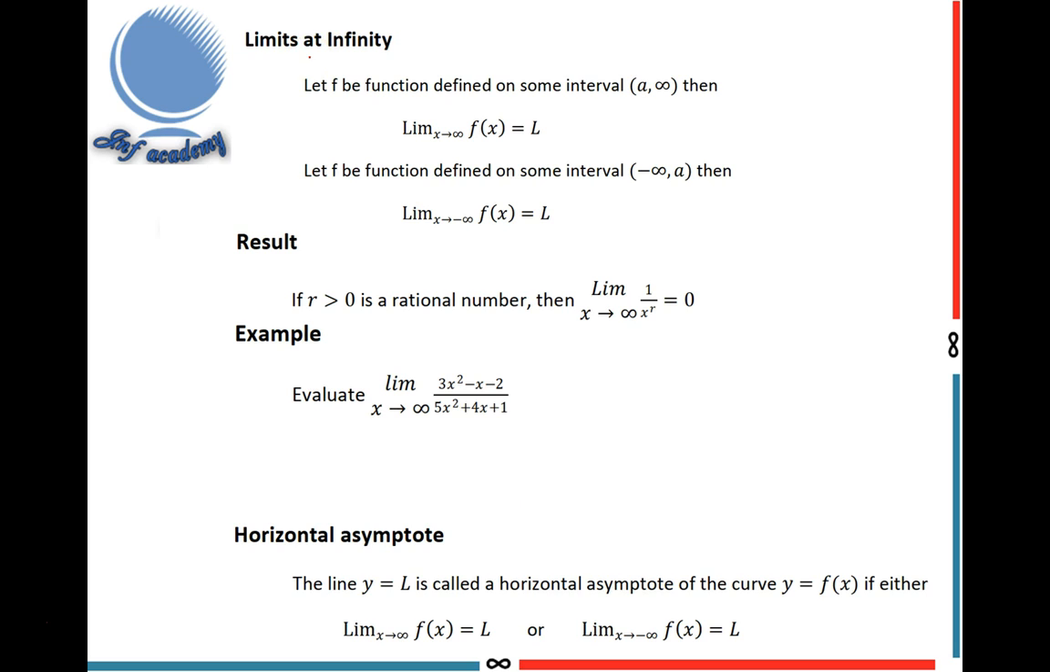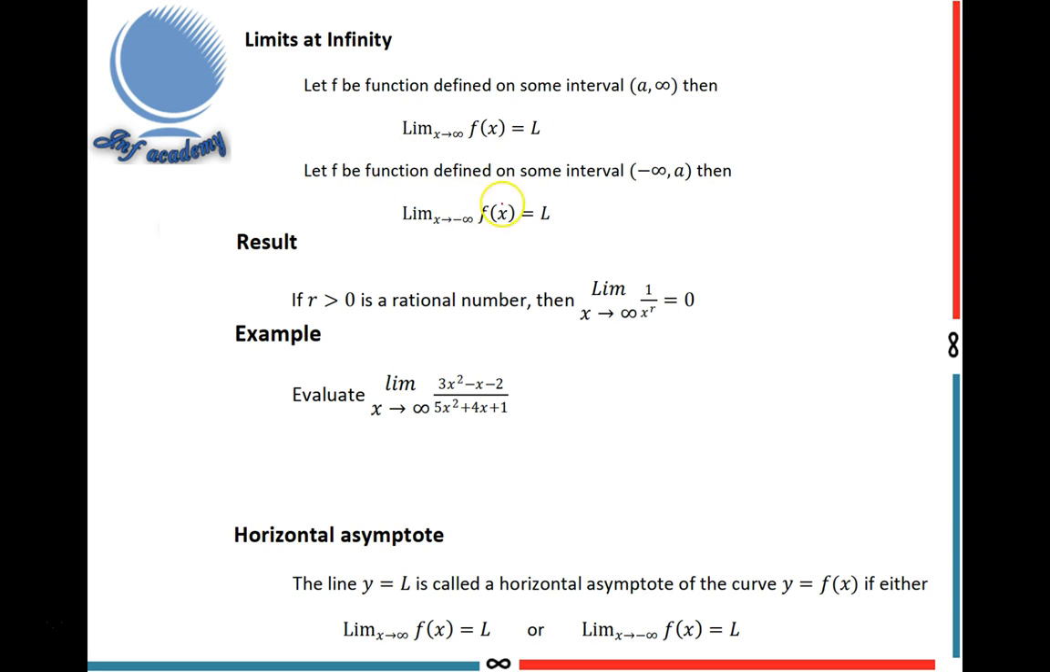First, limits at infinity. Let f be a function defined on some interval (a, infinity). Then limit as x tends to infinity of f(x) equals L. This means that the values of f(x) can be made arbitrarily close to L by taking x sufficiently large.